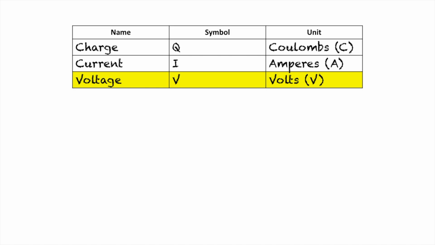When we want to use voltage in mathematical equations, we often use the symbol V. When we give a value for voltage, we use the unit volts or the letter V. For example, we might say that V equals 3V, or that the voltage is 3 volts.